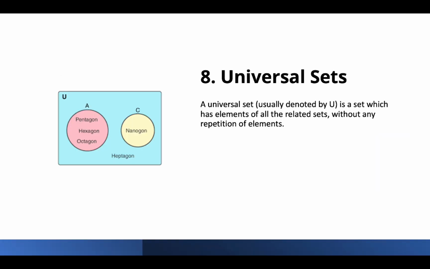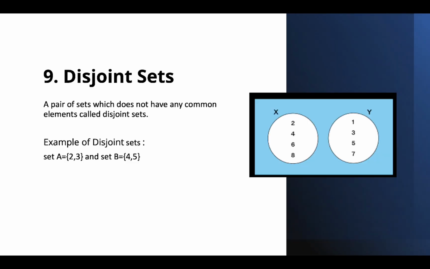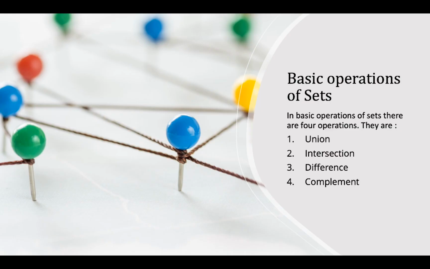Eighth, universal sets. A universal set, usually denoted by U, is a set which has elements of all the related sets, without any repetition of elements. Ninth, disjoint sets. A pair of sets which does not have any common element are called disjoint sets.